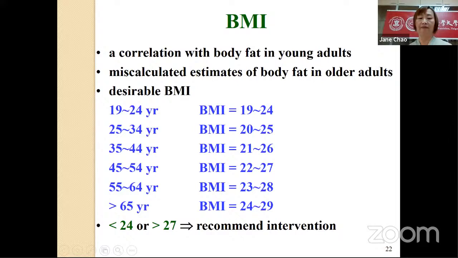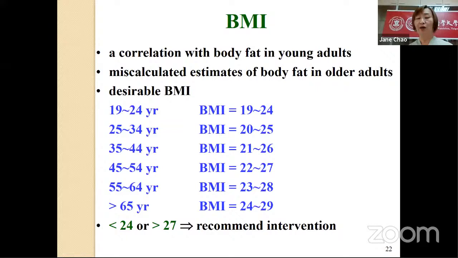So the following is the desirable BMI for different ages. So we can see that with increased age, the desirable BMI values increase. For the elderly greater than 65 years old, the desirable BMI is 24 to 29. In Taiwan, 24 to 29 indicates overweight or obesity, because our overweight cutoff point is 24, and obesity is 27 in Taiwan. So that's in the United States.